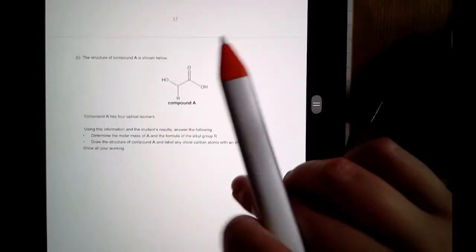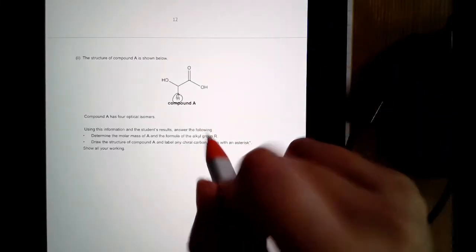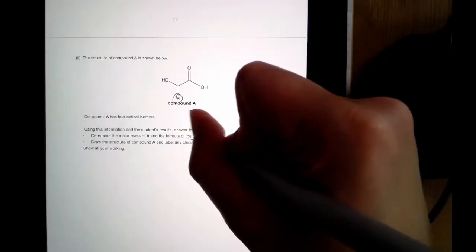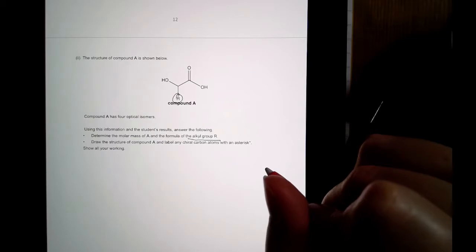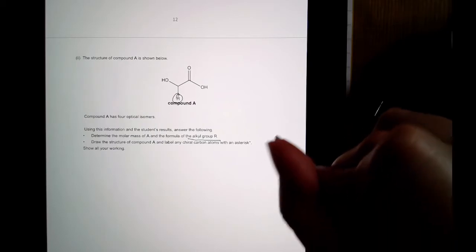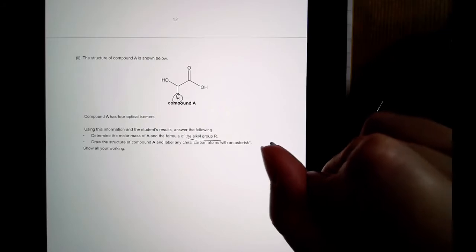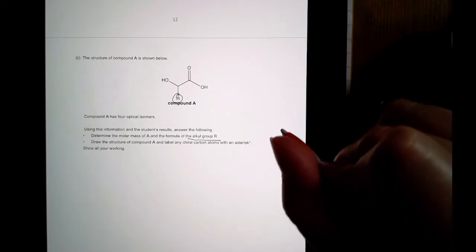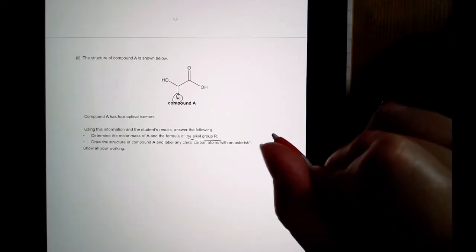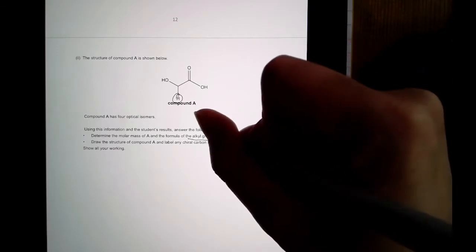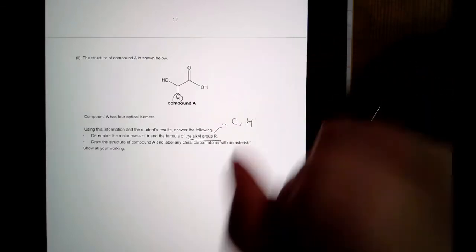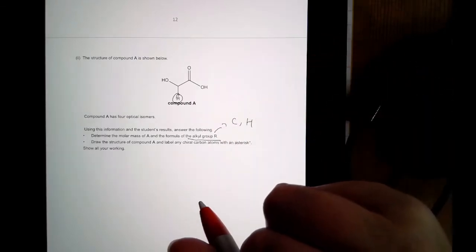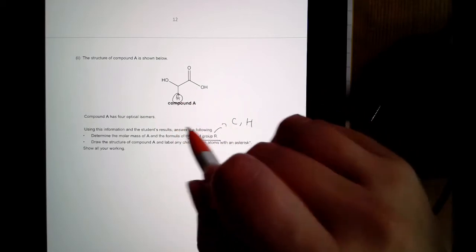And then at the end, they give you the structure of compound A, but you'll see here that they have an R group. And they tell you that that R group is an alkyl group. But that could be any alkyl group, okay? It could just be a CH3, so a methyl group, or it could be a C2H5, an ethyl group, or it could be a C3H7, a propyl group. So you know that the alkyl group just has carbons and hydrogens, but you have no idea how many carbons and how many hydrogens are in that group.